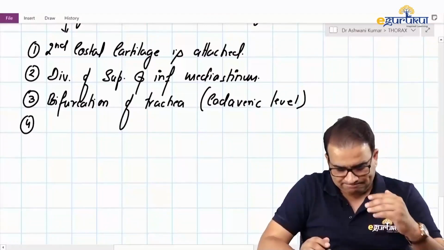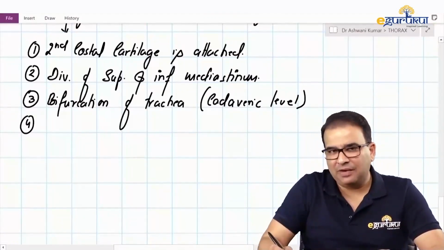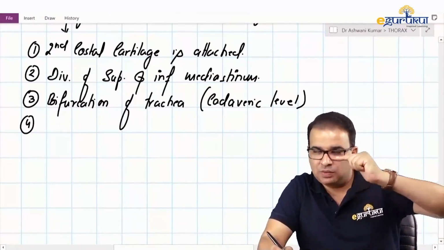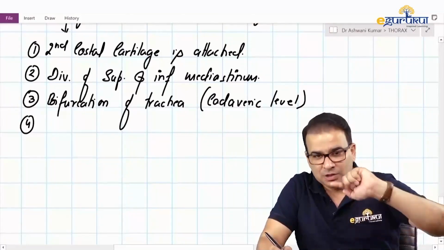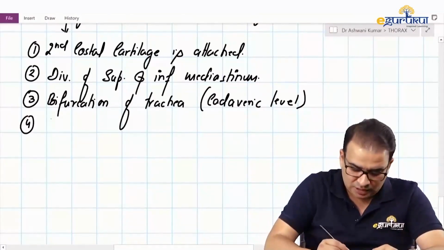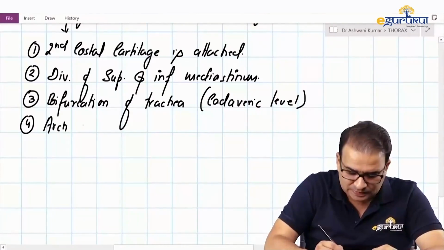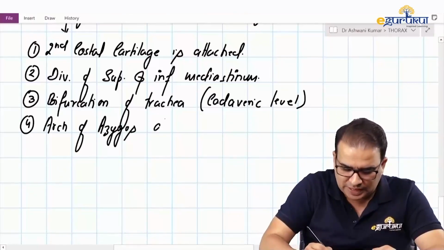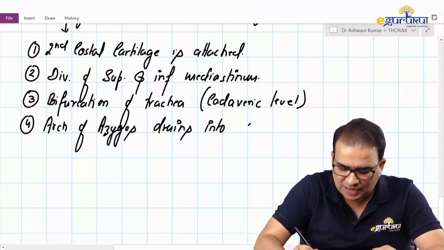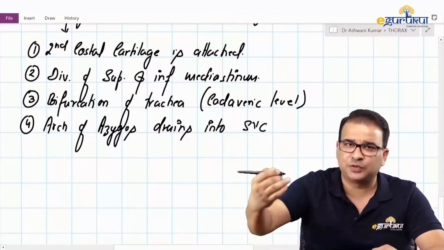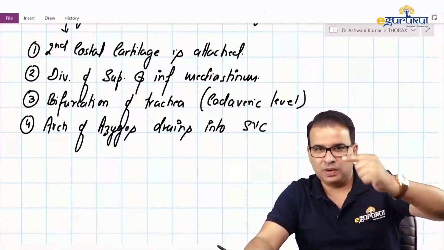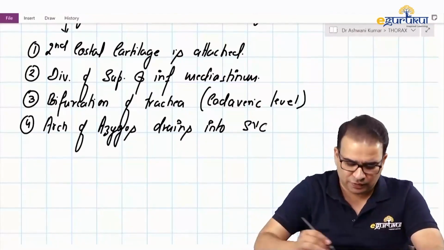This sternal angle, what other thing do we have here? This is the level for the arch of azygos. The arch of azygos vein will come and drain into the superior vena cava exactly at this level. So the arch of azygos drains into the superior vena cava. We will discuss how exactly the arch of azygos comes and drains into it. You can write it down for now: the arch of azygos vein will come and drain into the superior vena cava at the level of T4.